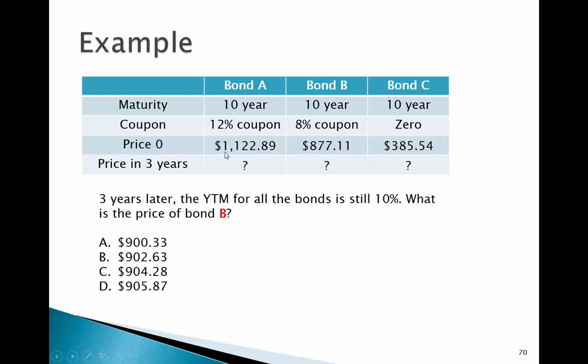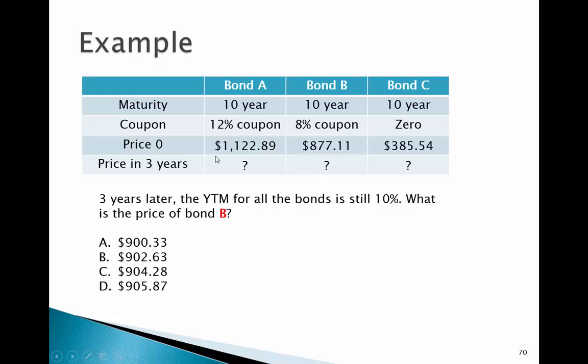So I can price all of these bonds today. Notice the 0 is really cheap because it doesn't pay me anything until I get to the end and get the par payment at the end. The 8% coupon is a little more than the 0, but less than the 12% coupon because its payment is less. And so there's the prices at time 0.